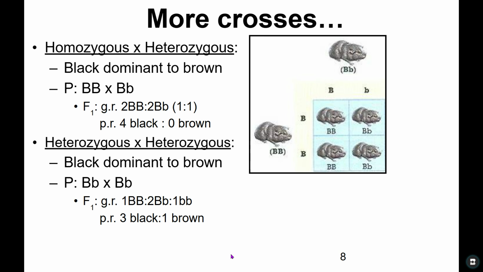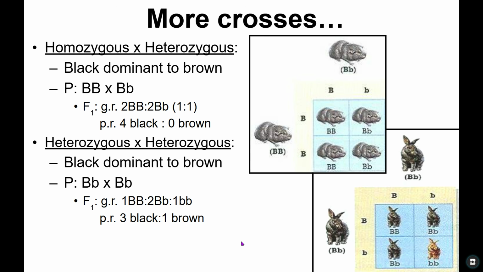Now let's look at one last cross, which is a little more exciting, heterozygous to heterozygous. Here we're going to take 2 black rabbits who are both heterozygous. Again, black is dominant to brown. They're both heterozygous. So even though they are black, they carry the brown allele, much like this guinea pig up here did, except that it reproduced with a homozygous dominant other parent. So there's no brown guinea pigs. Here we have 2 black rabbits that each carry the brown allele.